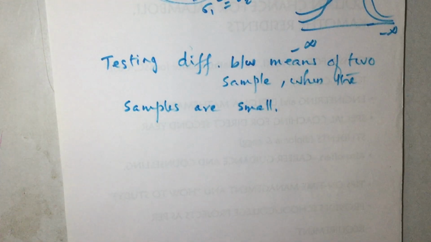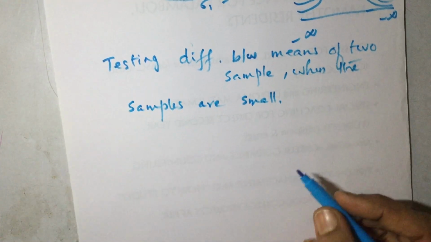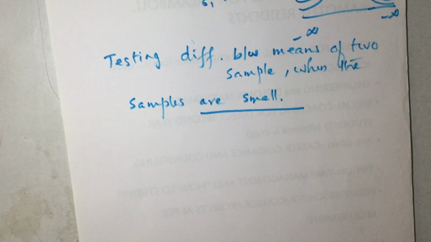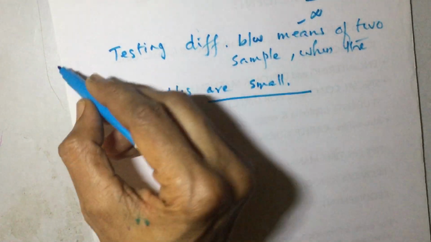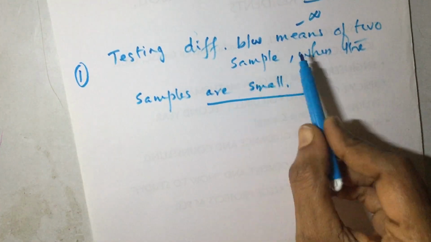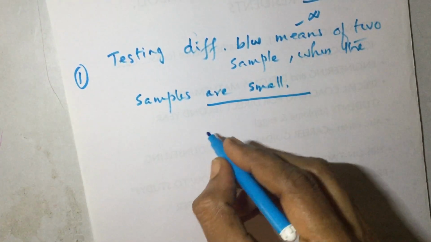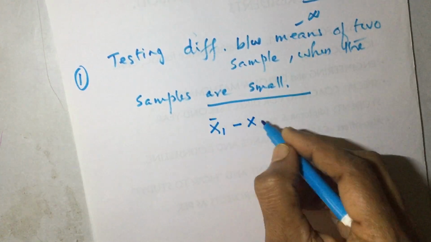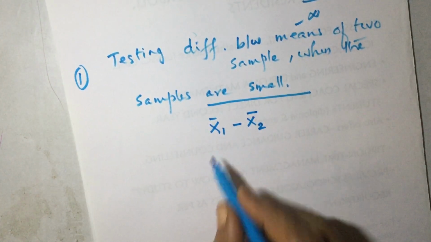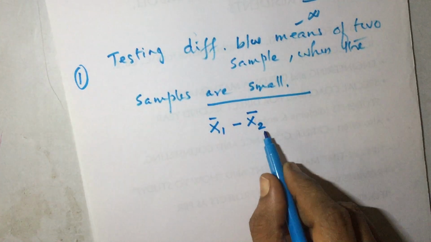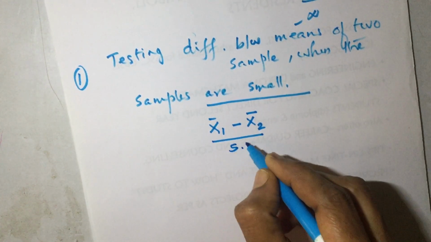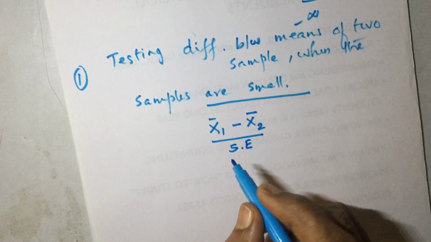Okay, so this is testing the difference between the means of two samples when the samples are small. In this case, this is the first case, that is testing difference between means of two samples. So difference between means of two samples means x1 bar minus x2 bar. x1 bar is the mean of first sample, x2 bar is the mean of the second sample, divided by standard error, like we did in Z-test.